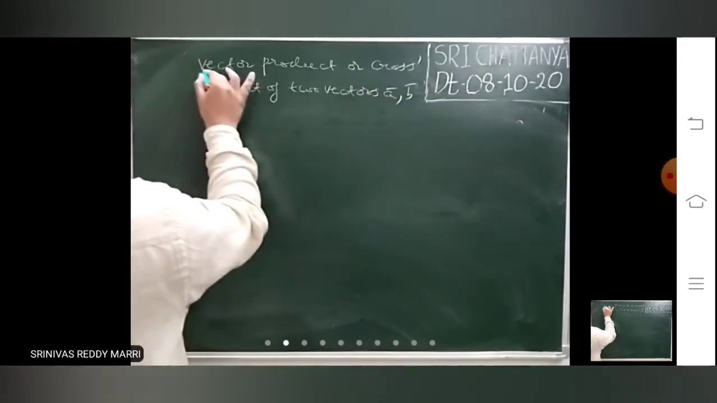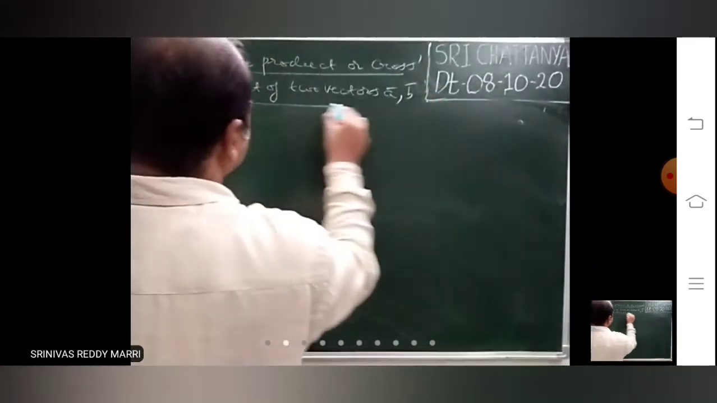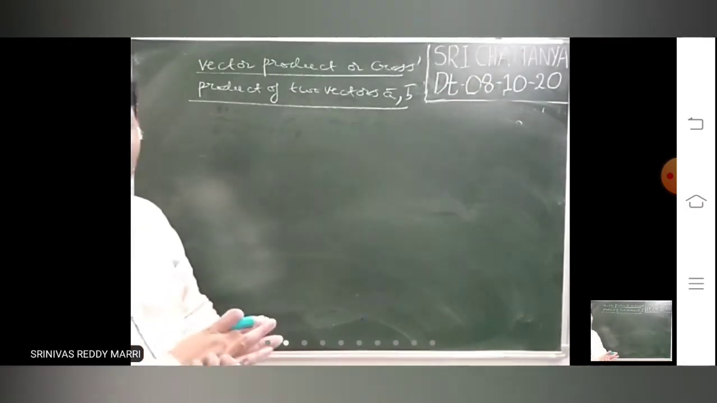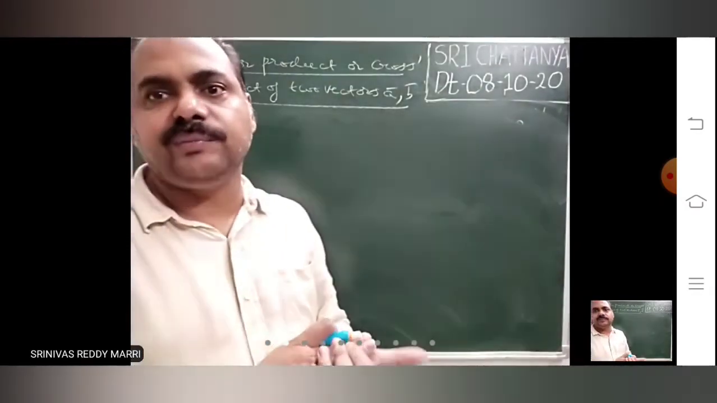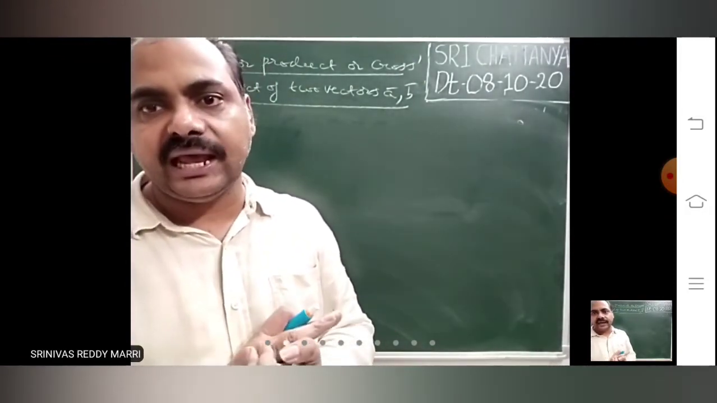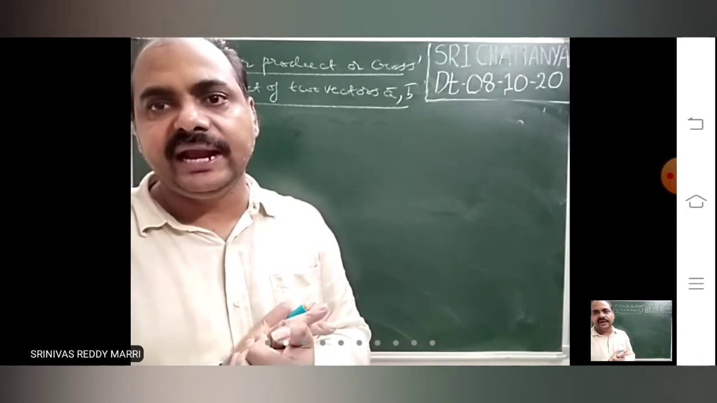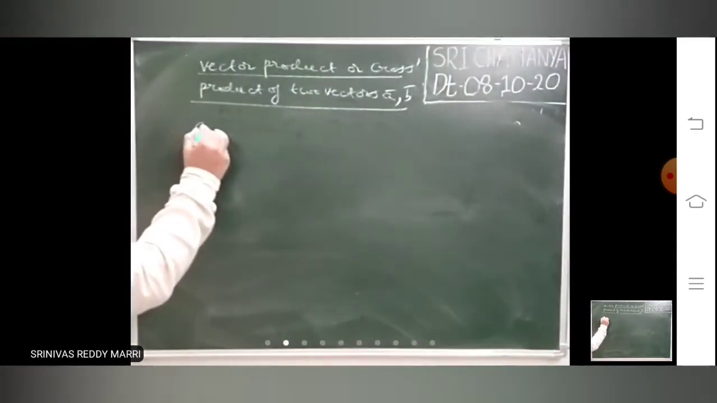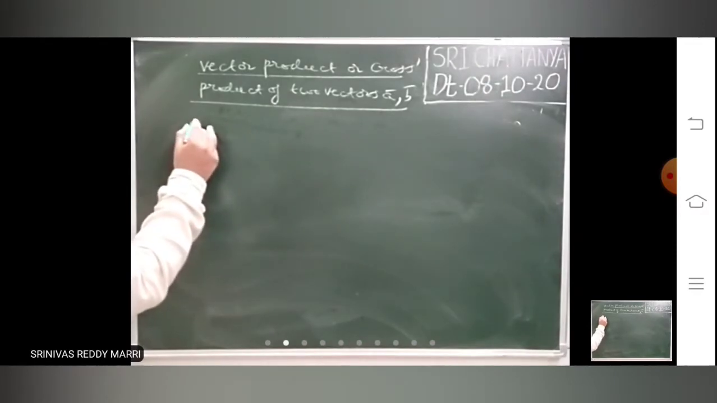Two vectors, A bar comma B bar. This is the multiplication which will result in a vector. A bar dot B bar is what? For that multiplication, you will get a scalar. In this multiplication, you will get a vector. So that is why it is called vector product.